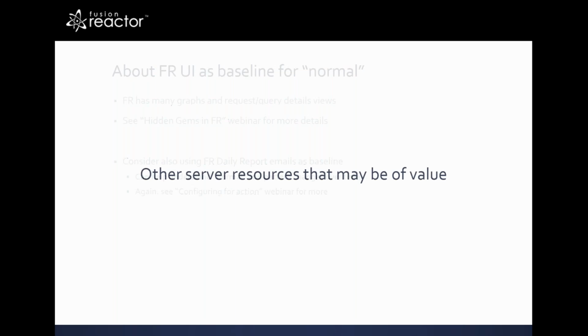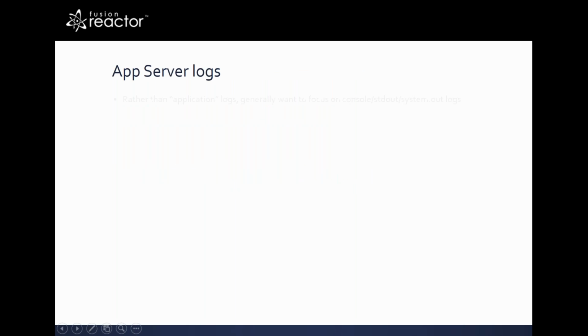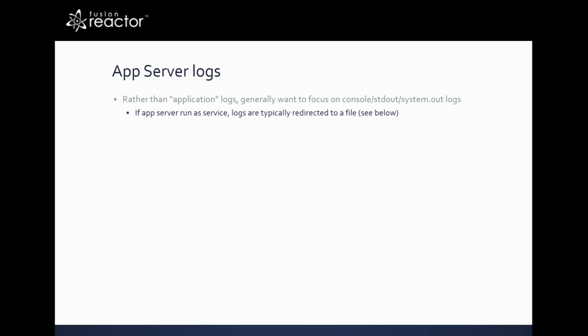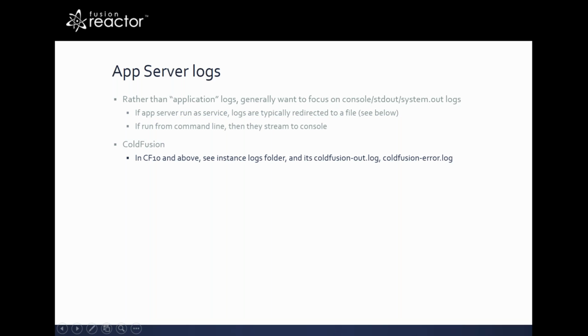Okay. I mentioned other resources. I'll do this really quickly. Your application server logs could be really valuable, and I know you may have application logs that seem useless. You want to focus on your console or stdout or system or other out logs. And if you run the app as a service, these are special logs created, whereas if you run it at the command line, these are things that would show up in the console. So in the case of ColdFusion, in CF10 and above, you want to look in your instance logs and look at the ColdFusion out log and ColdFusion error log. You may have never paid attention to them before. They're very important.